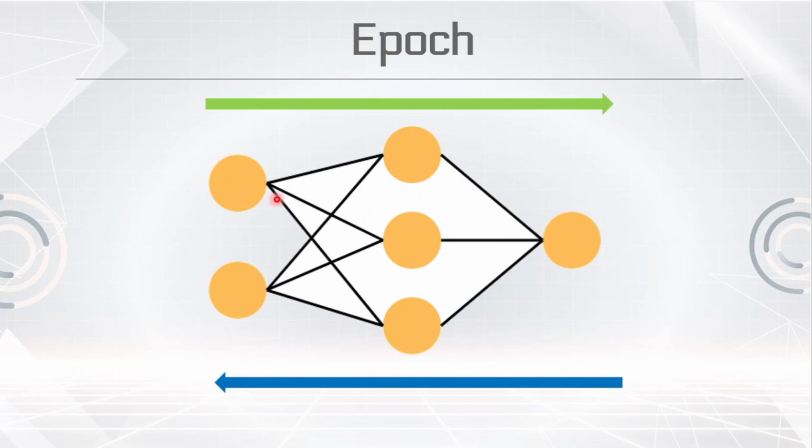What's an epoch? When all your dataset goes through the forward and backward propagation, this whole process is called an epoch. For example, if you have determined 5 epochs for your training process, then your entire dataset will go through forward and backward propagation 5 times.